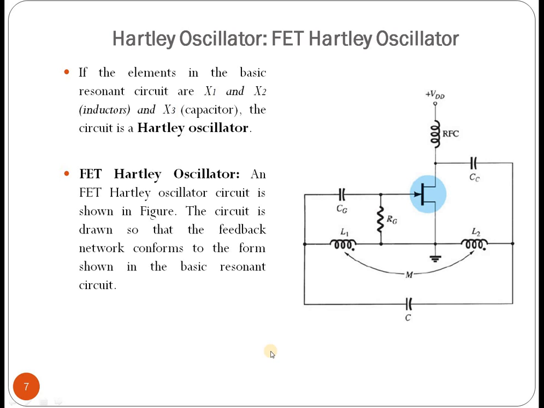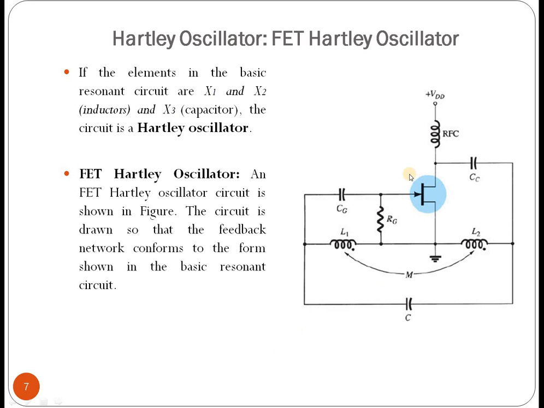Hartley oscillator. Now another type of oscillator, and here we will first look at the FET Hartley oscillator, one type of Hartley oscillator. So what is a Hartley oscillator? Already we know that if the basic resonant elements X1 and X2 are inductors, and X3 is a capacitor, then the circuit is called a Hartley oscillator. Here the circuit is shown, the FET Hartley oscillator type.